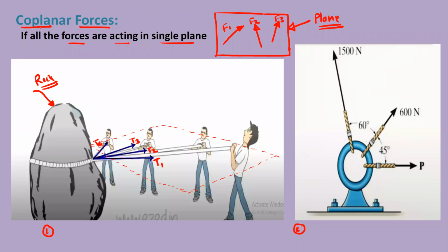So for this coplanar force system, this rock is pulled by 4 persons with the help of cables. Okay, so tension T1, T2, T3, T4, they are lying in this horizontal plane. Okay, and therefore this system is called the coplanar force system. Okay, second example.